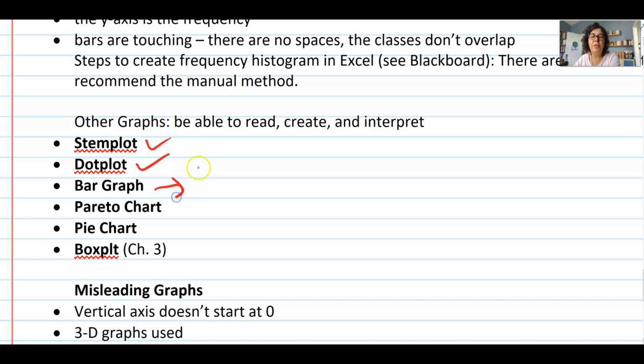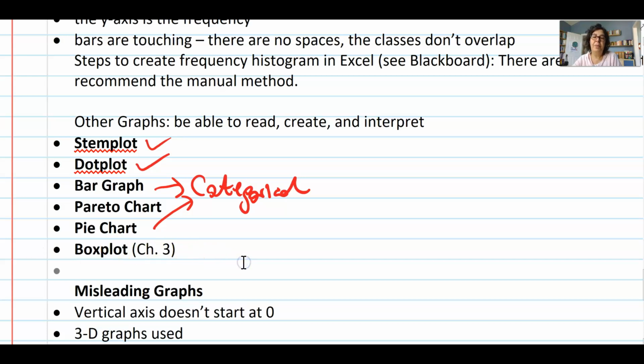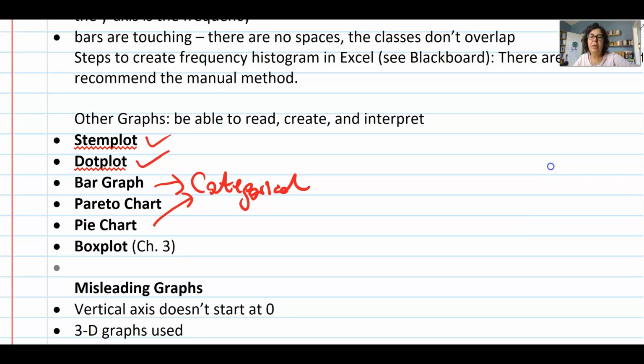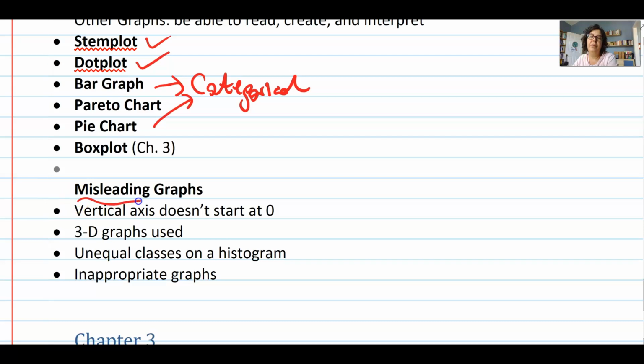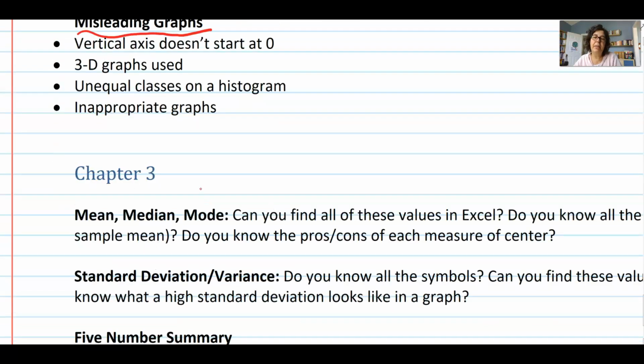Bar graph, we use it for a categorical variable. Okay, Pareto chart, pie chart, again for the categorical variable. Okay, so this will be box plot, that's my spelling. And it is in chapter 3, right? We look at that and talk about that when chapter 3 comes. And misleading graphs. Okay, just know some features that identify if the graph might be misleading the reader.